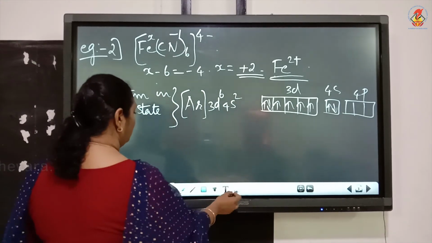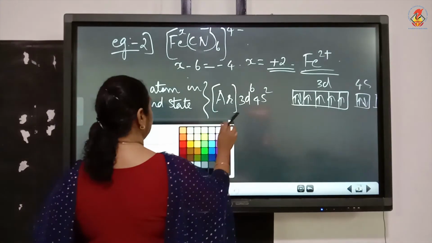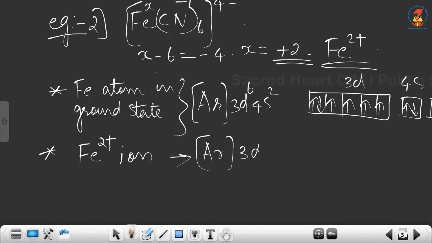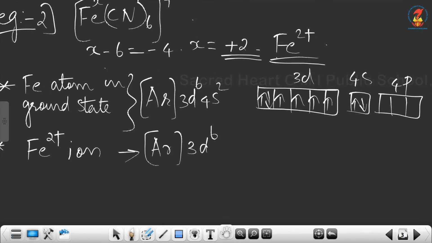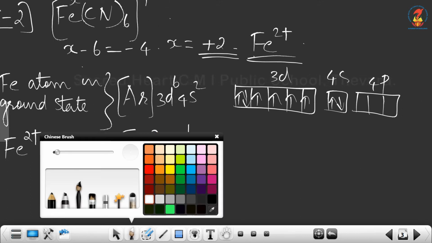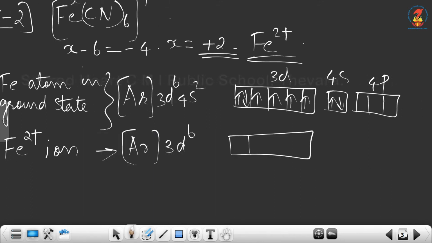Now the next step is to write the metal ion, that is the Fe2+ ion. So for the Fe2+ ion, what is the configuration? Argon 3d6. Two electrons are removed from the 4s orbital. Now draw the orbital diagram. So 3d6: 1, 2, 3, 4, 5, 6.